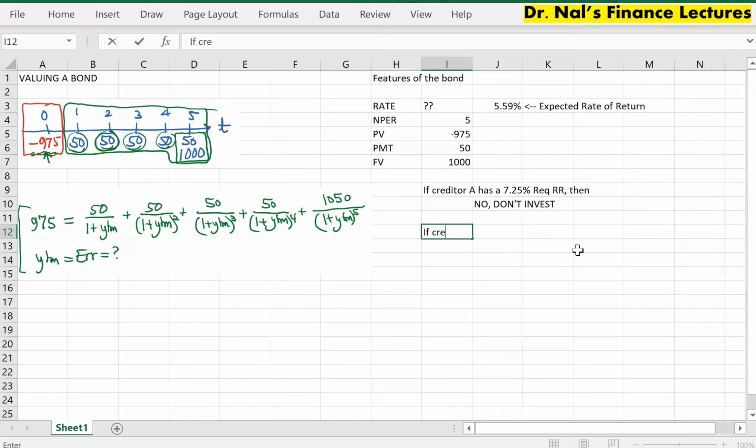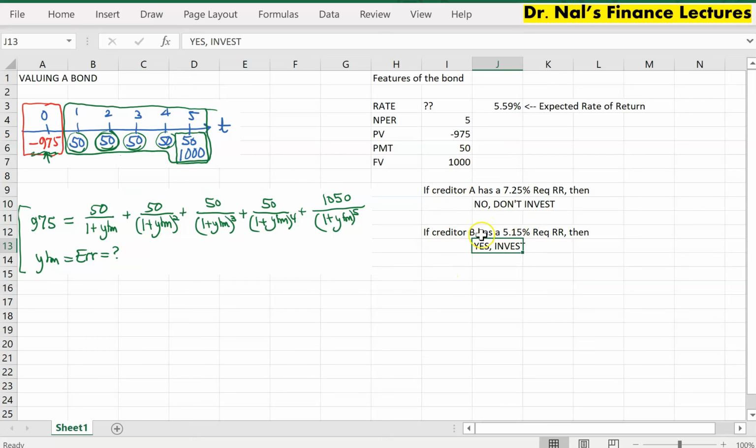However, if there's another person, creditor B, who has say a 5.15% required rate of return. So the required rate of return is the return that is attractive enough for a creditor to invest in a security. So if creditor B has a 5.15% required rate of return for this bond, then this is an attractive investment. Why? Because the expected rate of return that this security offers is 5.59%. Then yes, invest. Right? So the same security with the same cash flows, creditor A says no, I don't want to invest. Creditor B says yes, I want to invest.